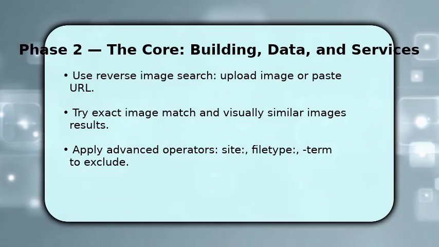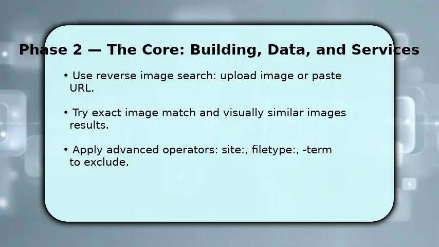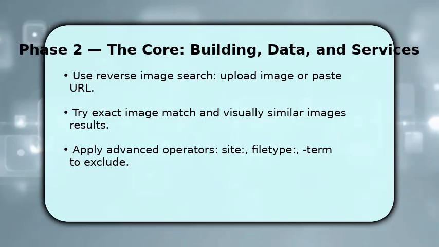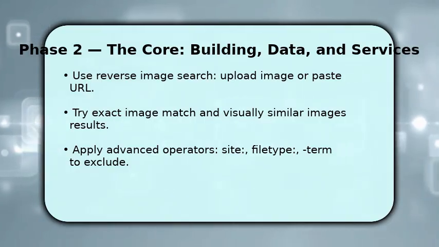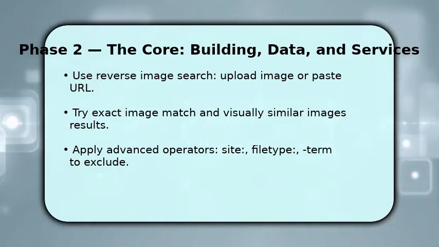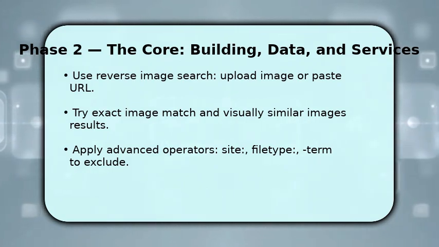If not, add operators like cite, example.com, or filetype:jpg to focus results, and prefix with a minus to exclude unwanted terms. Once you see promising results, open the image page to confirm context and resolution. Make sure to compare file names and metadata for authenticity.